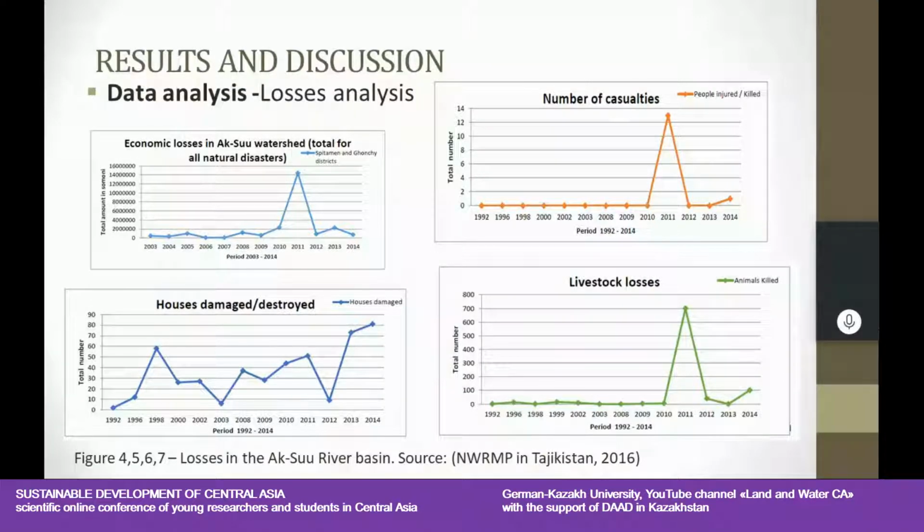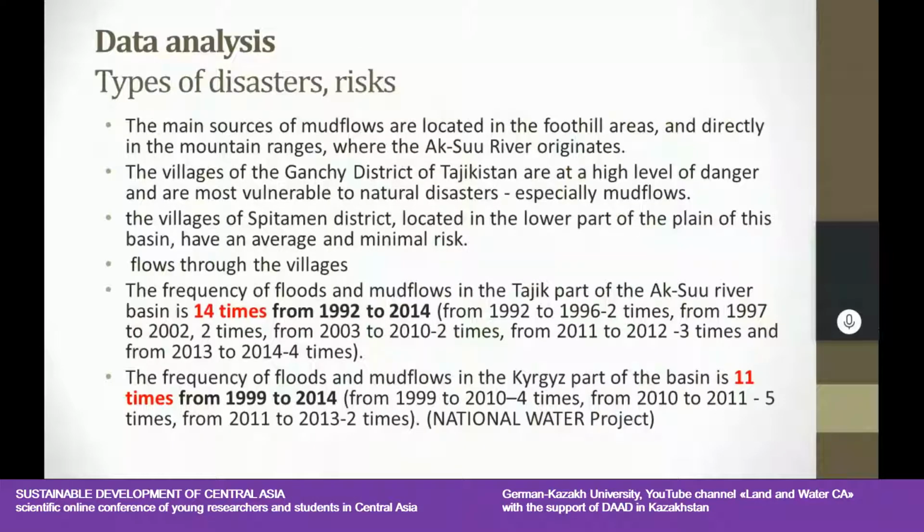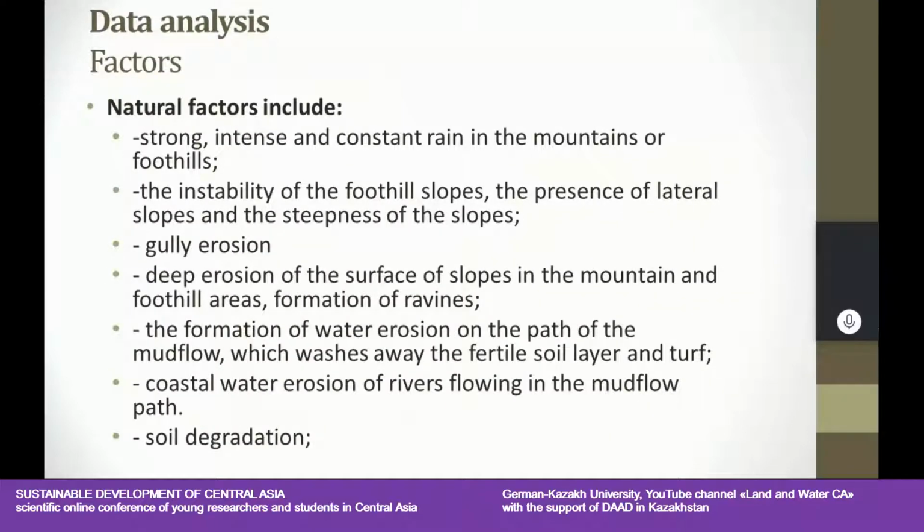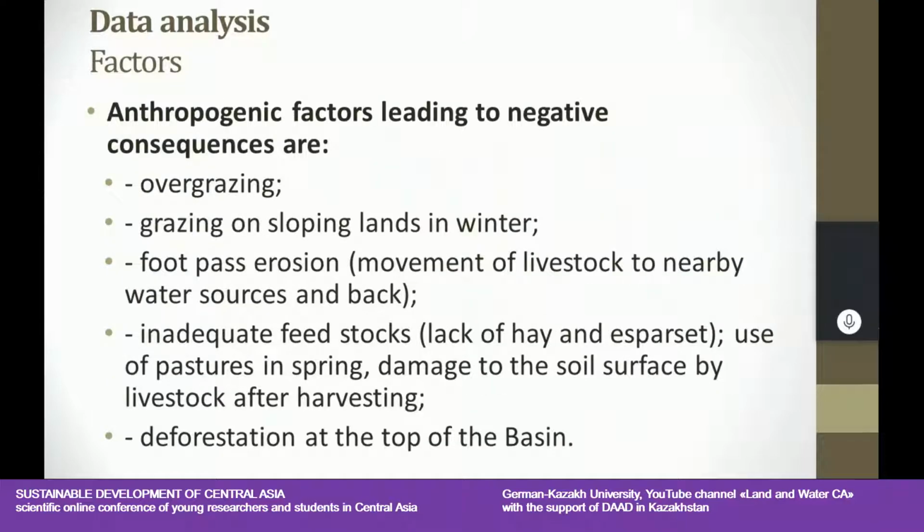In this slide it's shown the number of huge floods which occurred in the Tajik and Kyrgyz part of this basin. So coming to factors, natural and anthropogenic factors contribute to such kind of disasters. For example, natural factors include strong intense rainfall, gully erosion, coastal water erosion and soil degradation.